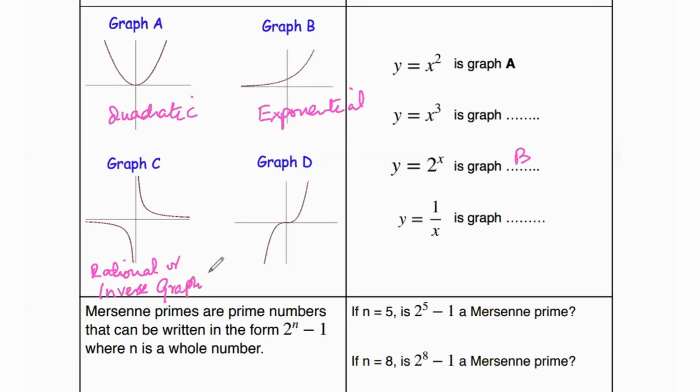Both terms are correct for this. So that is your y equals 1 over x. And lastly, graph D is your cubic graph, which is y equals x cubed. These questions are very scoring if you remember which equation has what graph. There's no calculation involved, you just need to match the graph with the equation. That's it.